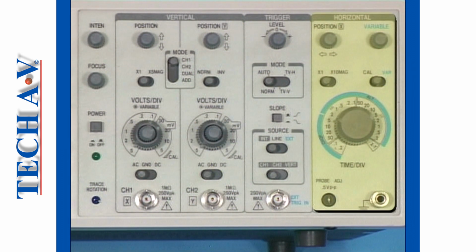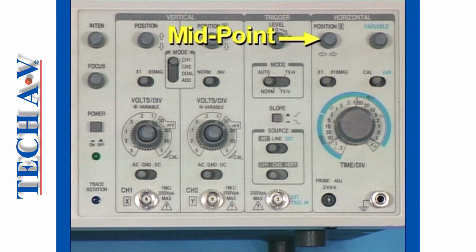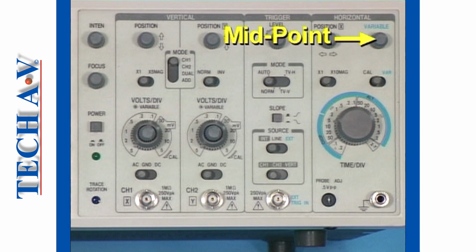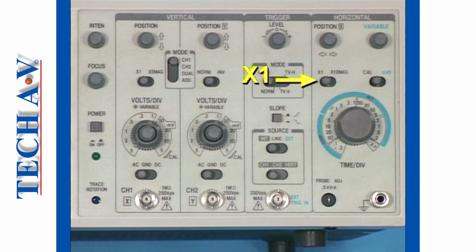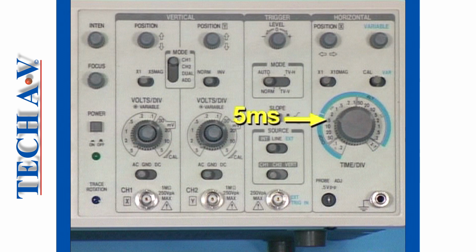Moving on to the last group of controls. Set the horizontal position control to mid position. Set the variable control to its mid position. Set the magnification switch to the ×1 position. Set the calibrate variable switch to the calibrate position. And finally, set the time per division switch to the 5 millisecond position.